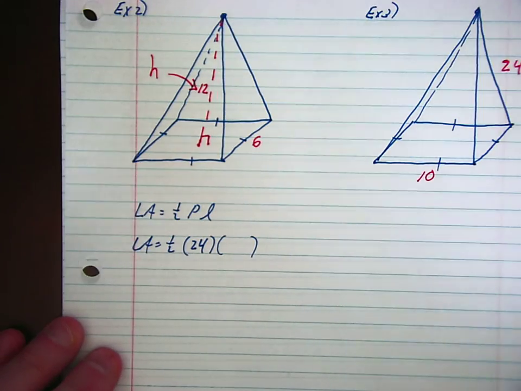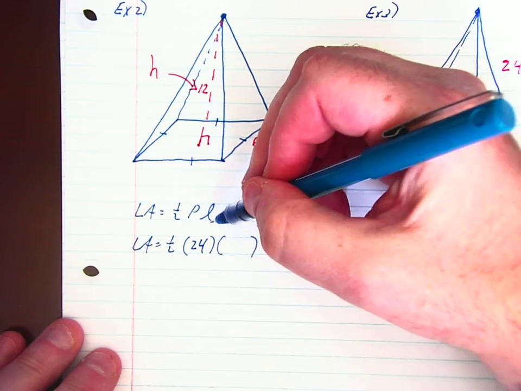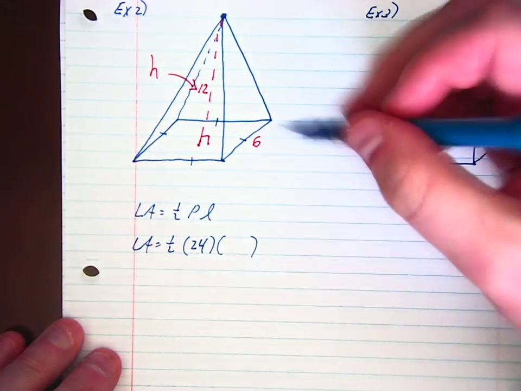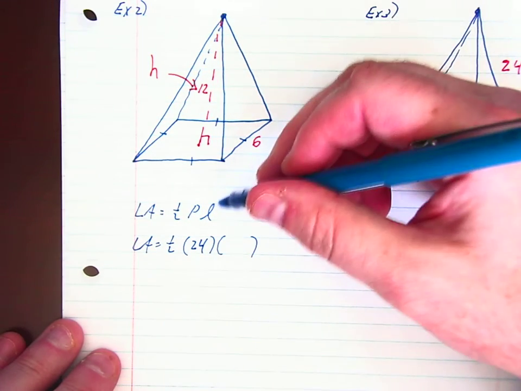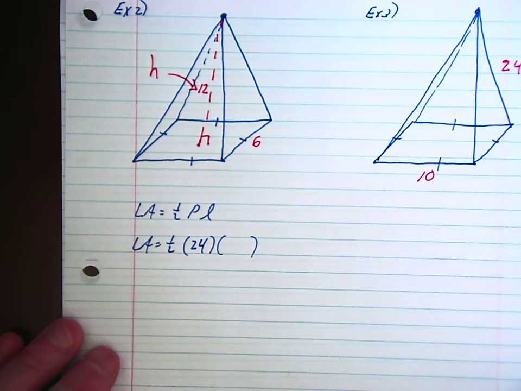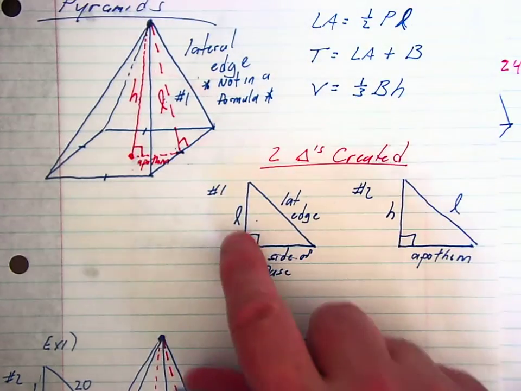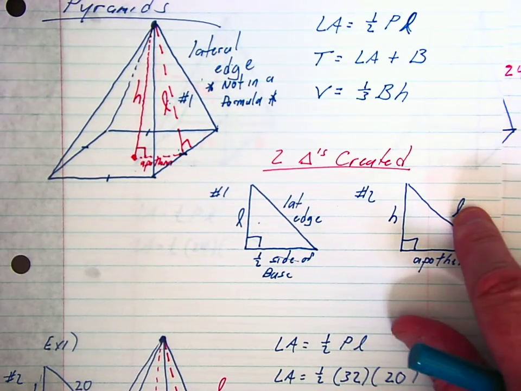L is the slant height. Do not put height in for slant height. That's not what it is. So you're going to have to create a triangle to find L. Now, this is the hardest one to know which triangle because you need L. And if you go back to these triangles, they both have L in it. That has L and that has L.